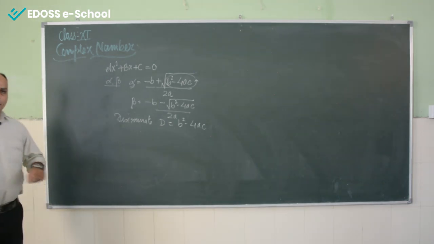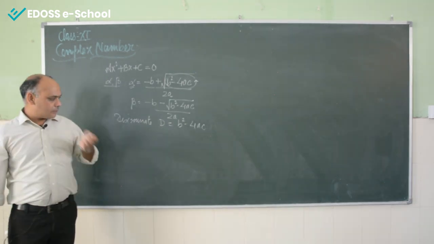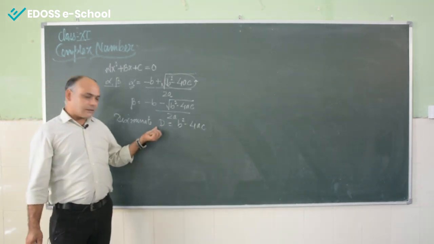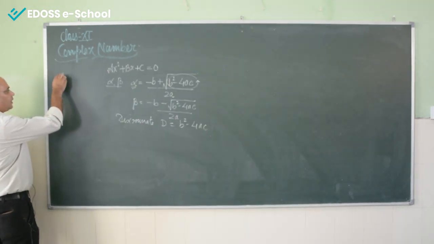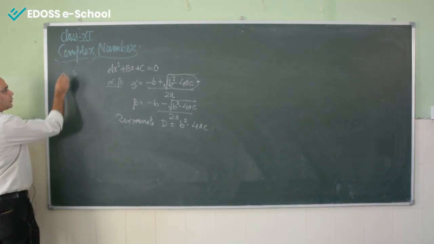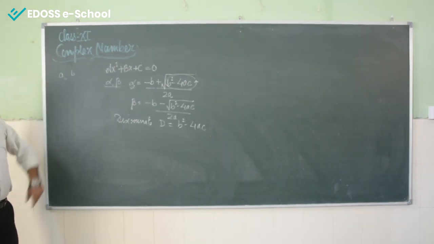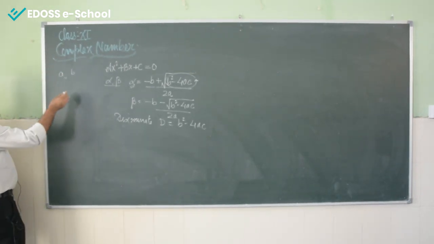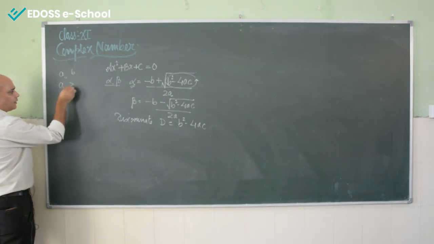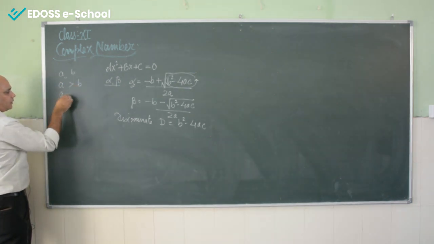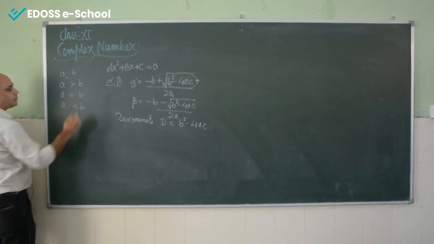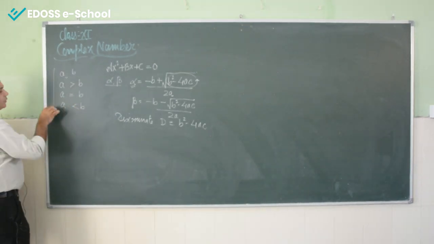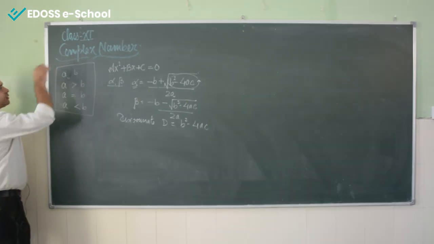Now in class 10th you have already read about the D, discriminant. In math there are three cases. Suppose a and b are two numbers. The first one is a and the second one is b. The three cases arise here: a can be greater than b, a is equal to b, or a is lesser than b. These are the three cases.